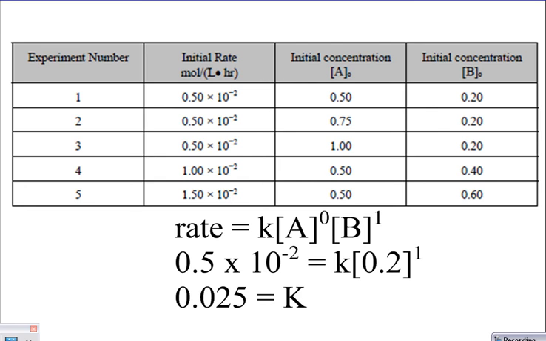But now you have to determine the units. To determine the units, this is the hardest part, the units are whatever per the time, and then the molarity is whatever the reaction order is.